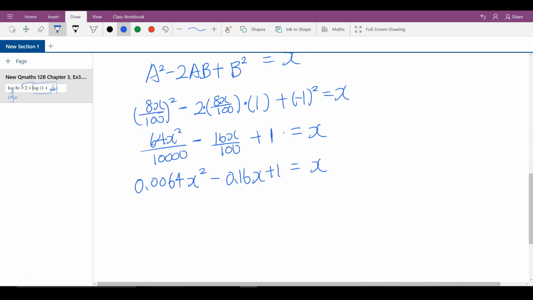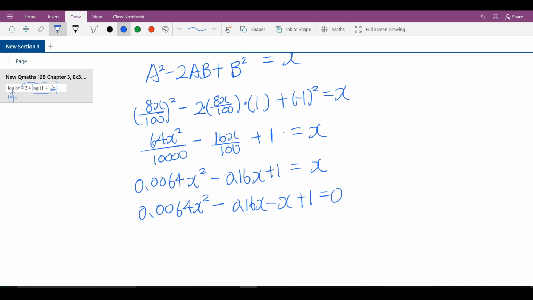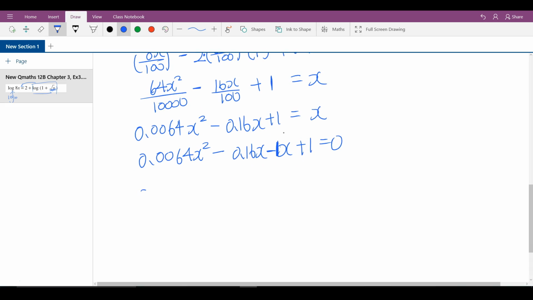So all we have to do last is move the x to the left hand side as well, so it becomes 0.0064 x squared minus 0.16x minus x plus 1 equal to 0. Now this minus x is the same as minus 1x, just to make it clear. So 0.0064 x squared, minus, negative 0.16 minus 1 is just negative 1.16x, plus this 1 equal to 0.